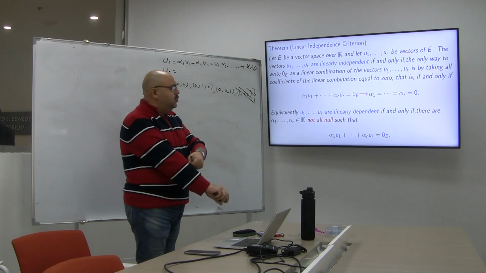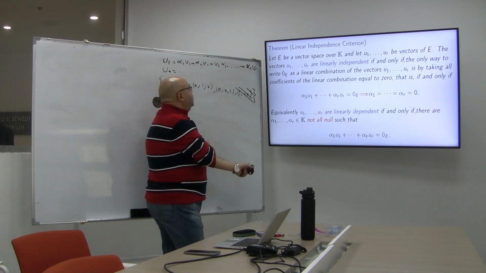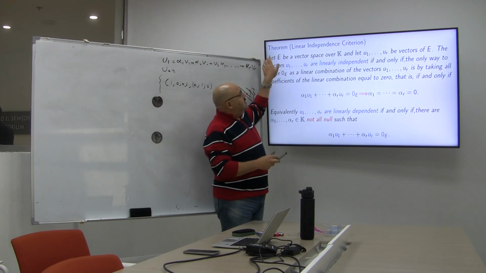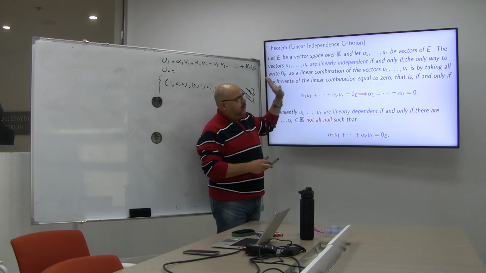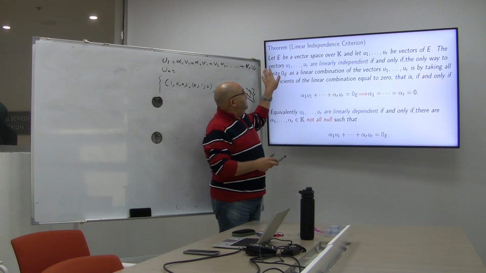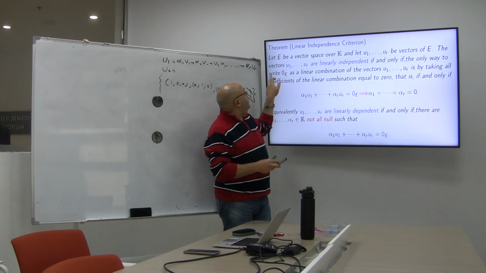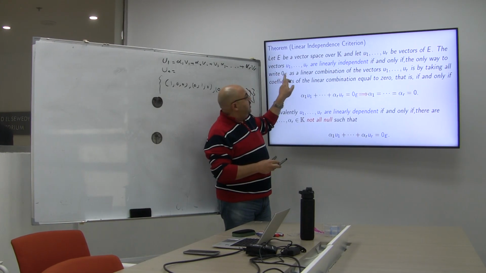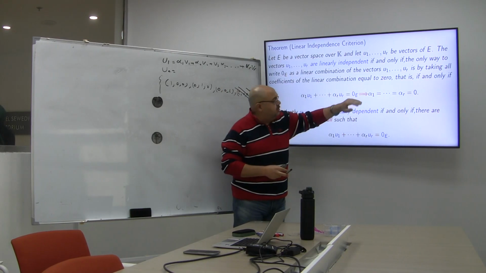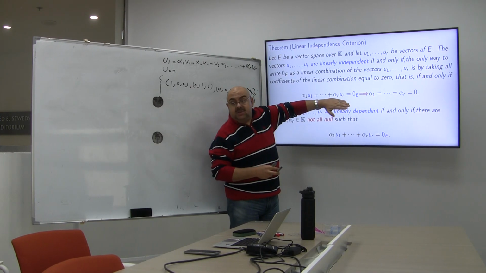Everything is stated here. We already passed through it. Here it says: let E be a vector space over K, and u1 up to ur be vectors of E. The vectors u are linearly independent if and only if there is only one way to write 0_E as a linear combination of these vectors. This is why I'm using this equation.